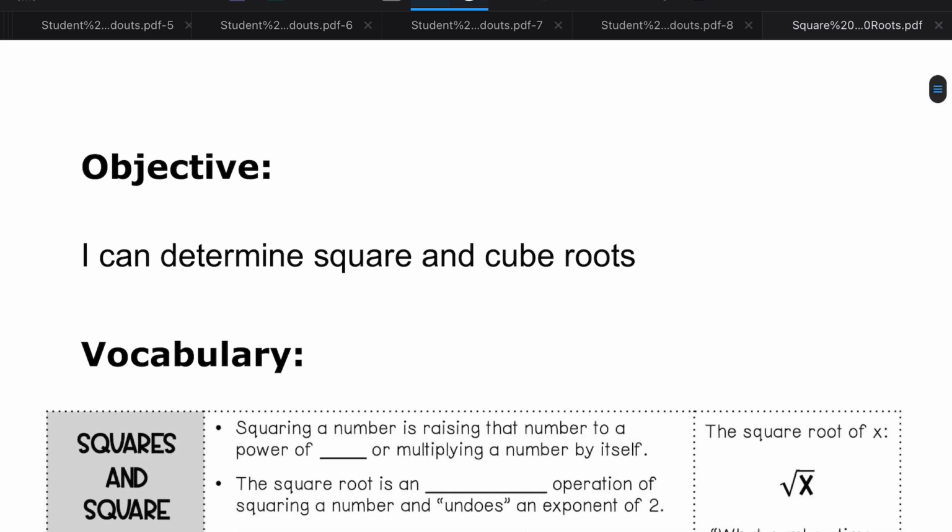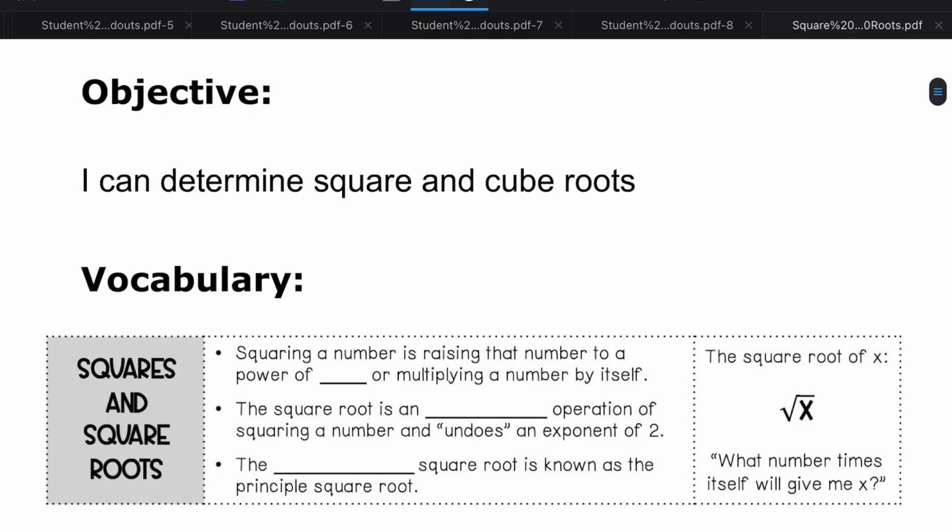All right. Going on, your objective today is that you should be able to determine not only square roots, which most of you are pretty fluent in, but now you can also determine cubed roots. Squaring a number is raising that number to a power of 2, or multiplying the number by itself. 5 squared is 5 times 5, 6 squared is 6 times 6, and so forth.